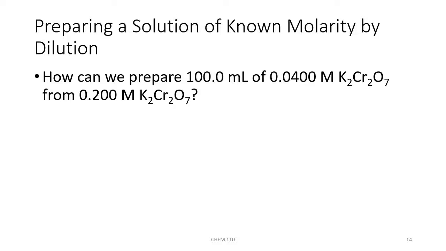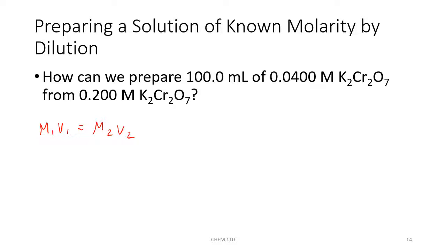How can we prepare 100 milliliters of a 0.04 molar potassium dichromate solution from a 0.2 molar potassium dichromate solution? Since we're making a new solution from one we already have prepared, this is an example where we need to use the dilution formula, or M1V1 equals M2V2. It's important that we can identify which molarity and volume go together, and what is our dilute solution and what is our concentrated solution.